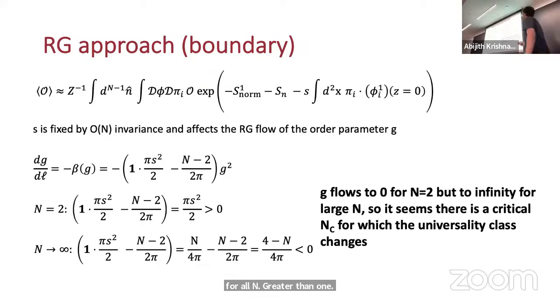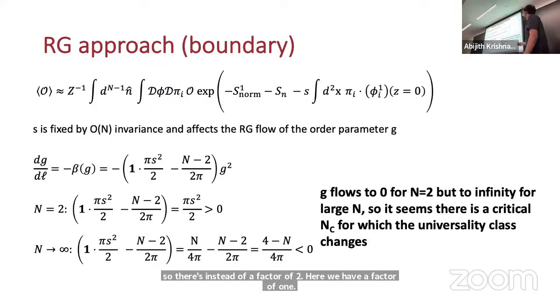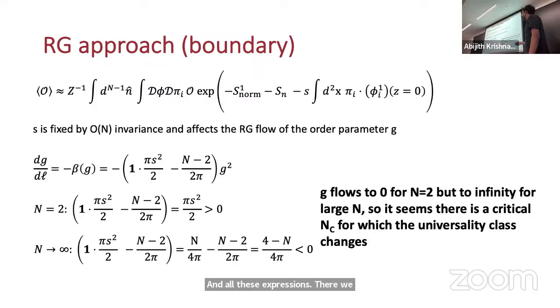In contrast, in the boundary story, there's only one copy of the normal universality class because we just have one half space below the boundary. And so instead of a factor of 2 here, we have a factor of 1 in all these expressions. There we find that the coefficient is positive for n equals 2, but it's negative for n going to infinity. And that's why there is a critical NC for which the universality class changes in the boundary story, but not in the plane defect story.